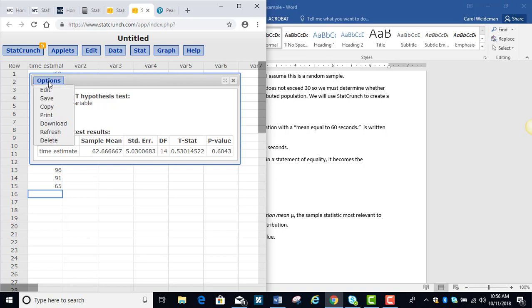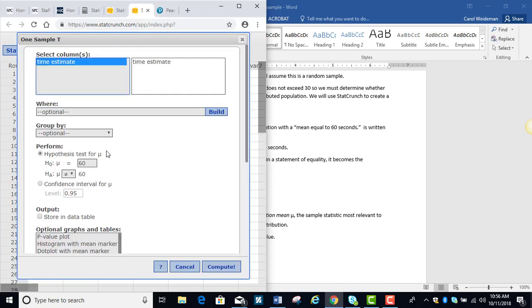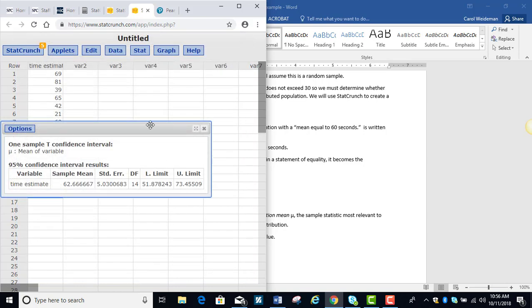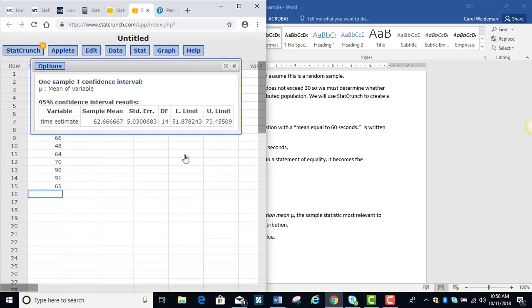I can also go ahead and calculate my confidence interval. And I'm just going to go ahead and click here, compute. So I'm 95% confident that the true mean time estimate is between 51.9 seconds and 73.5 seconds. The interval includes 60 seconds, which confirms my conclusion to fail to reject the null.